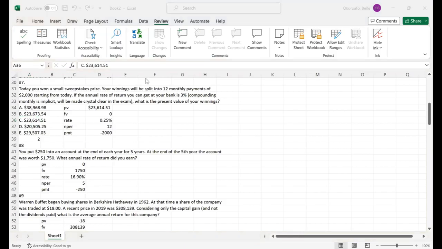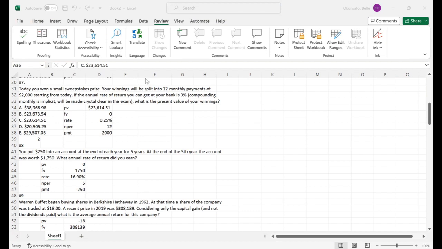Okay, going on to our next problem, it would be number 7. Today you won a small sweepstakes prize. Your winning will be split into 12 monthly payments of $2,000 starting from today. If the annual rate of return you can get at your bank is 3% compounding monthly, what is the present value of winning?